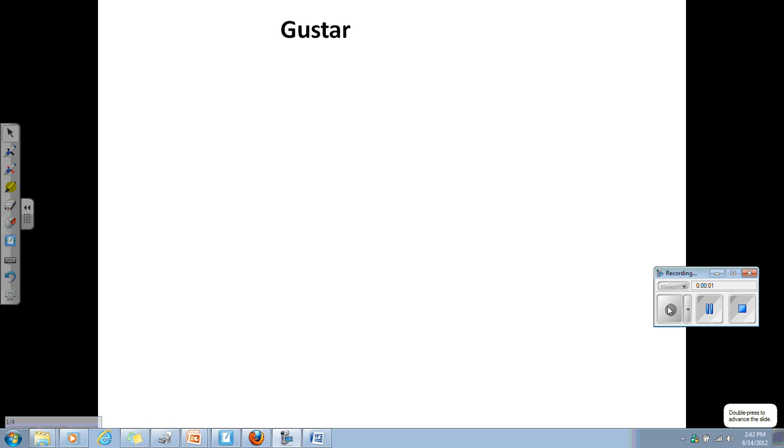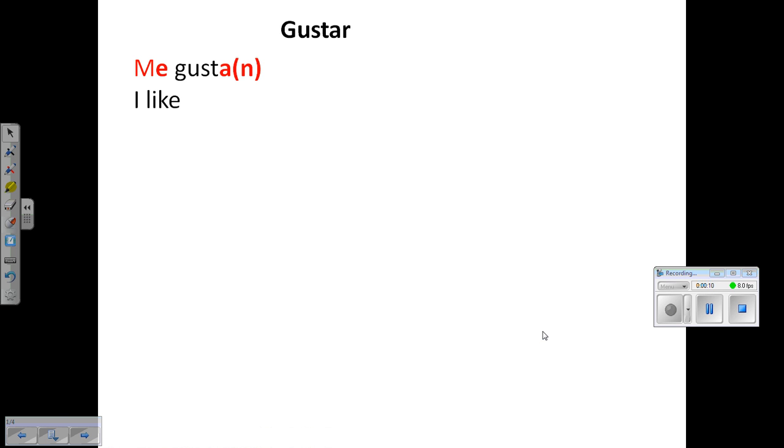Today you're going to be taking notes on Gustar. Make sure you have your note sheet with you. If you don't, you can go onto Blackboard and print one out under Preliminar, Gustar. So, Gustar, of course, means to like. What are the forms of Gustar? Fill in the forms of Gustar on your note sheet.